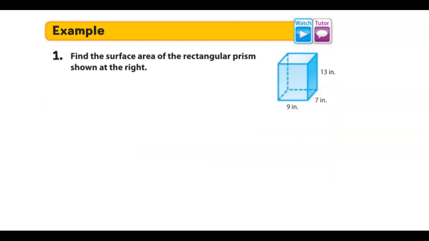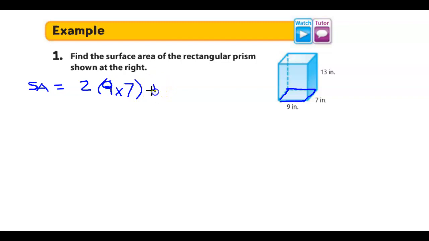Find the surface area of the rectangular prism shown at the right. So I'm going to go ahead and say that the surface area, okay, it's going to be 2, and it's going to be 2 times, let's do the bottom first, okay? So 2 times 9 times 7, okay? So we're going to have 2 times 9 times 7. I think I'm going to run out of room here, you guys. That's supposed to be a little 9. Let's see if we can fix that. That looks a little bit better, right?